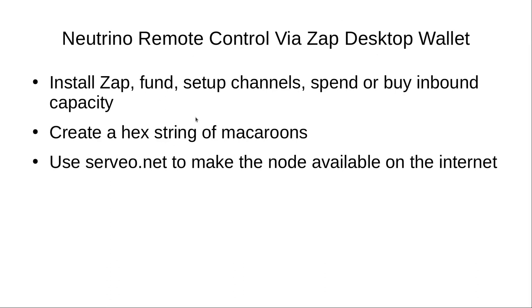First, we're going to install Zap, fund it, and set up channels, obviously to get inbound capacity, or you can buy inbound capacity from the Power Node service or something similar. You can Google that. Now we're going to create a hex string of the macaroons because we're going to need the macaroon data. That's like the key which allows us access to the node over the internet through an API request.